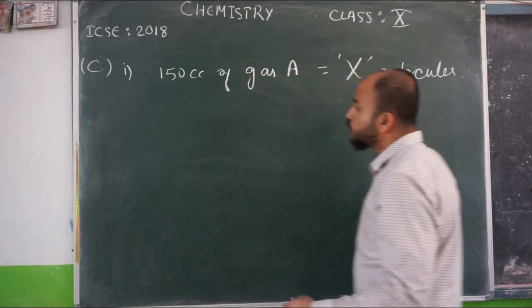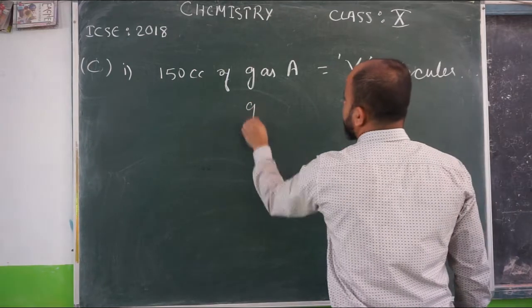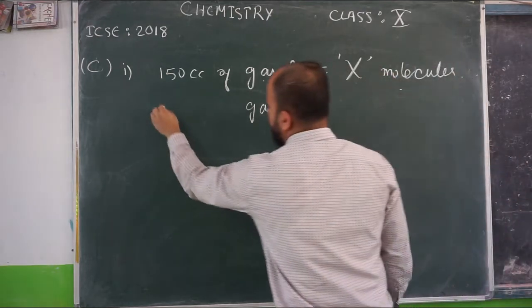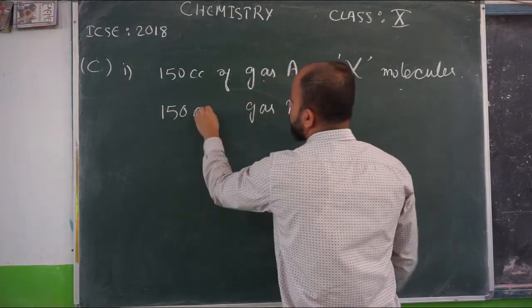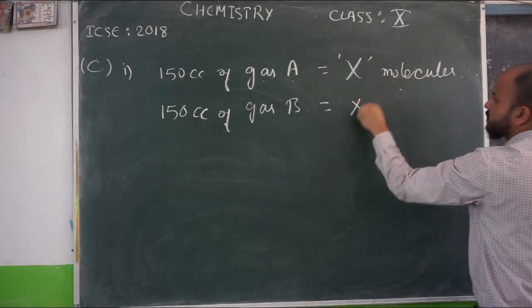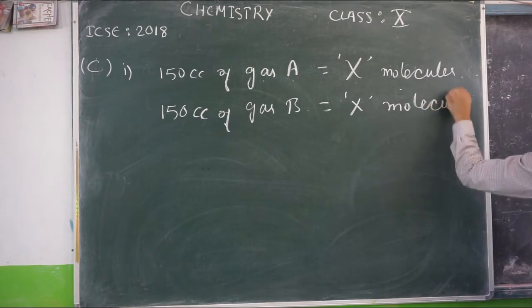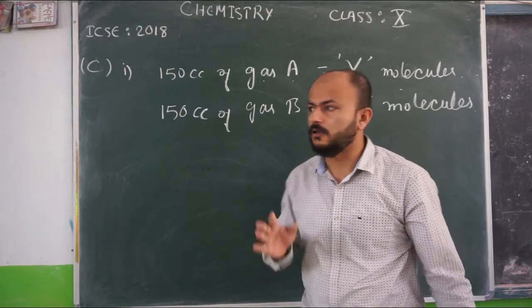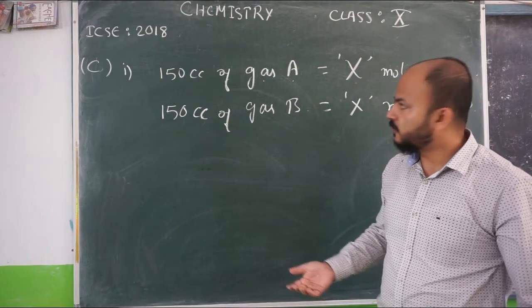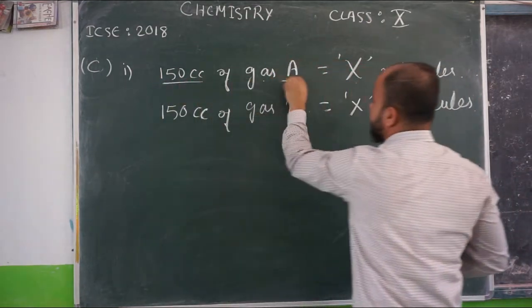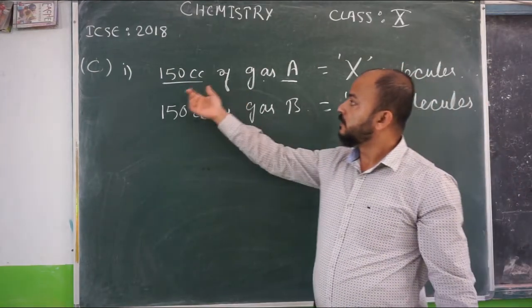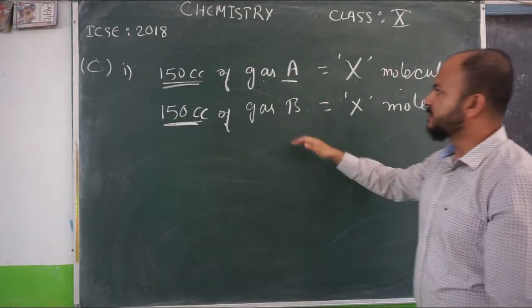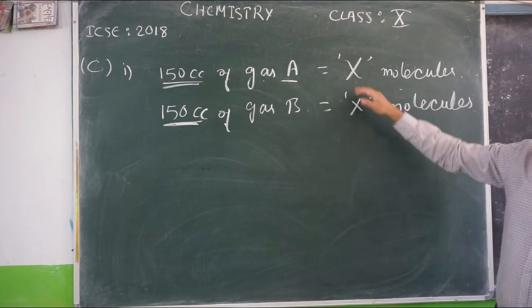So they have given you 2 gases here, that is gas A and gas B. If 150cc of A contains X molecules, then obviously from Avogadro's law, 150cc of gas B should also contain X molecules. This is from Avogadro's law. Equal volume, very important word, equal volume of all the gases at STP contains the same number of molecules. If they have taken 150cc of gas A, X molecules it contains. If you take the same volume, 150, equal volume of any gas will contain the same number of molecules, that is X molecules, okay?